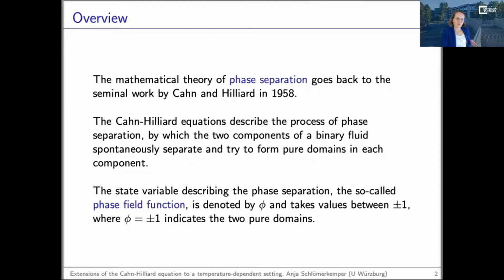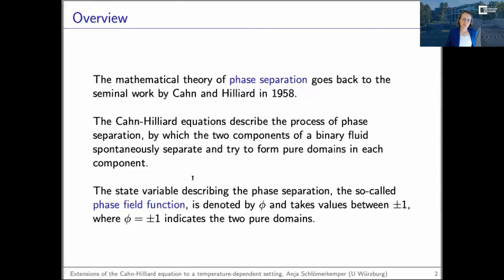To give you some kind of overview, the Cahn-Hilliard equations, as you also saw earlier in this conference, are a system of equations that describes phase separation. It goes back to seminal work by Cahn and Hilliard in the 50s. This describes the process of phase separation. What we can think of is a binary fluid, and this fluid wants to spontaneously separate. In each of the separated phases, the system would have a pure component.